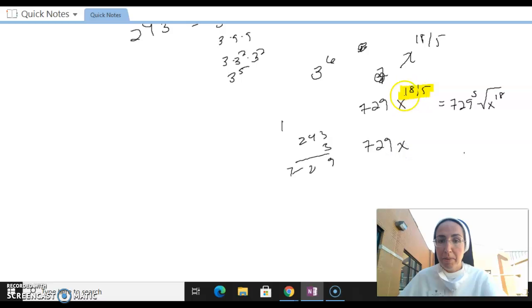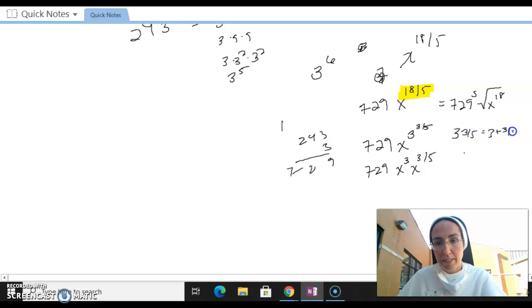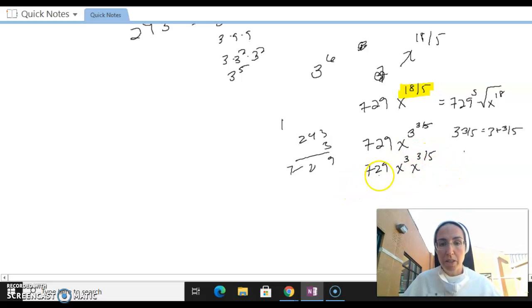729 times x to the, now I'm going to make this a mixed number. So 5 goes into 18 3 times, and with 3/5 left over. So x to the 3 3/5. Okay, then a mixed number could be rewritten as x to the 3rd times x to the 3/5, because we know that we add exponents when we multiply in the same base. So now all we're going to do is rewrite this exponent in radical form. So we would get 729 x cubed times the 5th root of x to the 3rd.